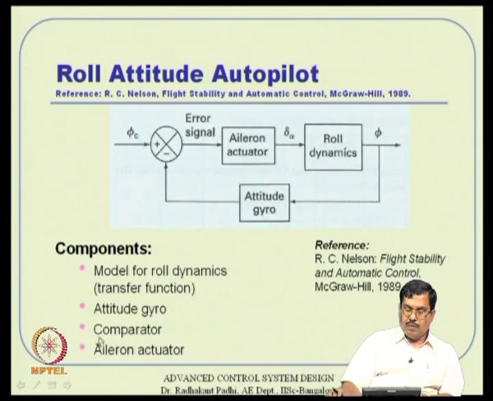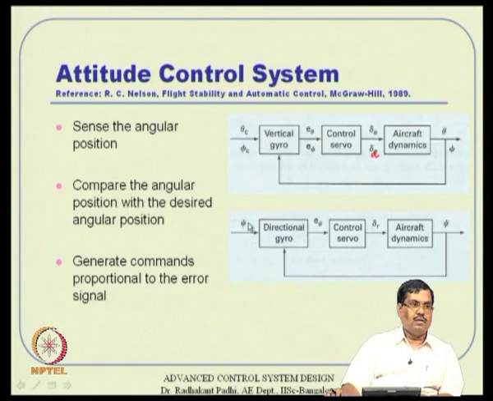Okay. And obviously we need an attitude gyro to find out what our actual phi is, and we need a comparator to realize this comparison signal, plus minus and all that, so you get an error signal. And obviously we need an aileron actuator to finally execute the command. So these are all the various components that go into the roll attitude autopilot, and a similar thing will happen for pitch attitude as well as yaw attitude.